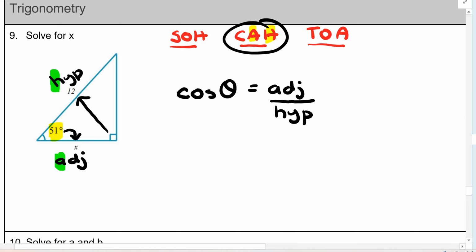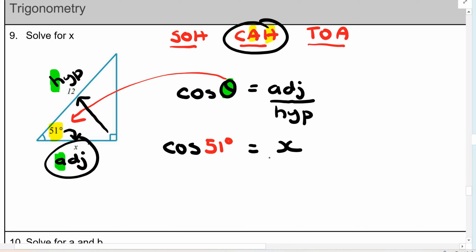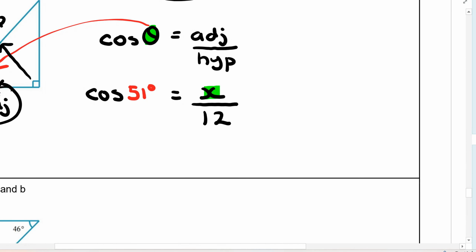Okay. It turns out that our angle here is 51 degrees, right? So if I rewrite this, it is cos of 51 degrees. And that's going to equal the adjacent. Well, the adjacent is just X, right? So X is on the top and the hypotenuse is 12. And you just need to solve for that X variable right there.